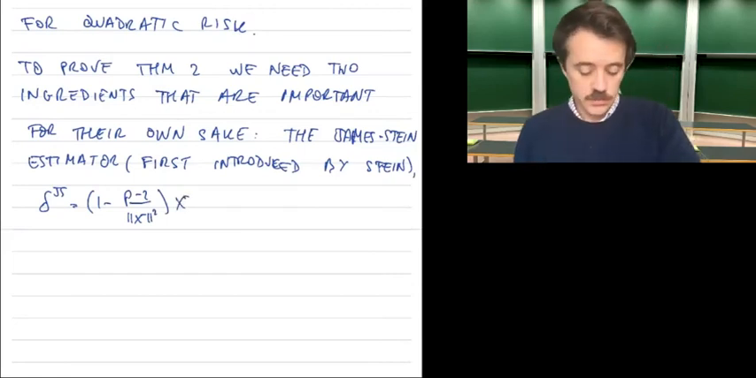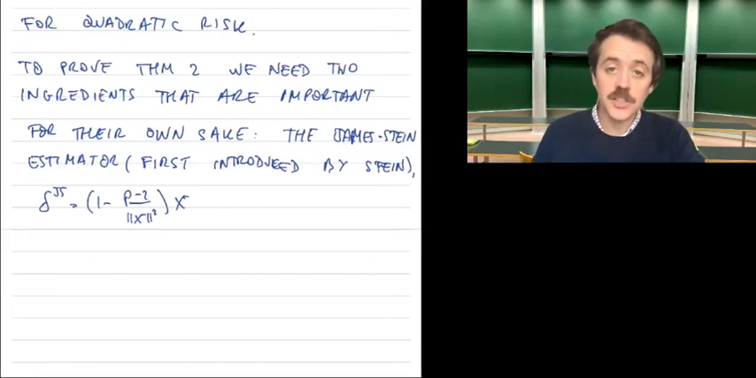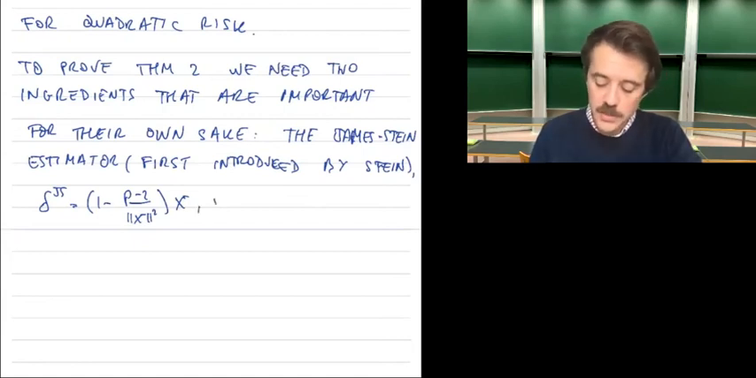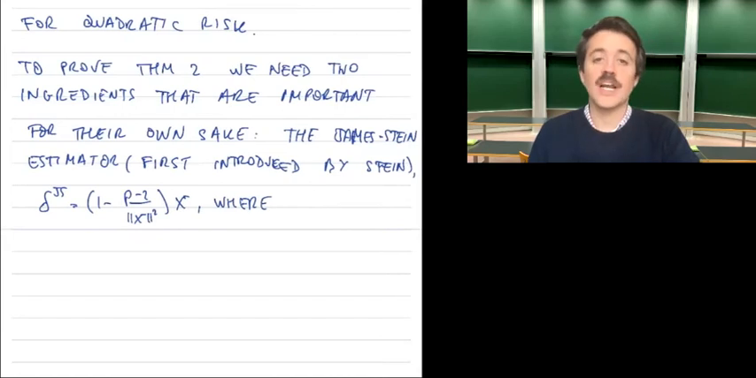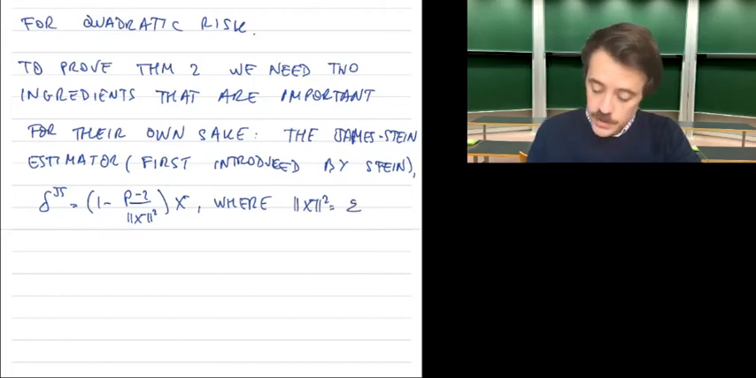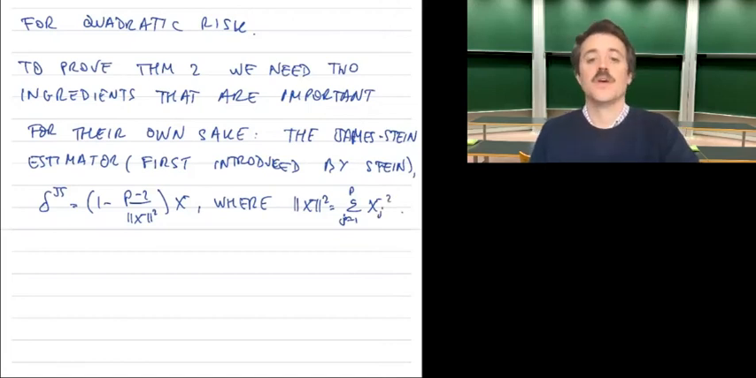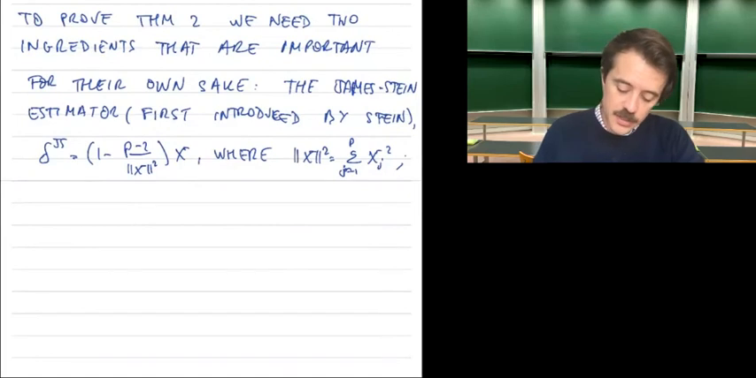So it's the X, which is, as I said, the MLE. But we have this factor that is actually a bit of a shrinkage. It's going to give a bit of shrinkage to the X, and I will probably talk about this in the next lecture, but let's just for now put it aside. So for clarity, by this I just mean the usual Euclidean norm, from 1 to p of the xj squared, yeah? And then the second ingredient is Stein's lemma, yeah?